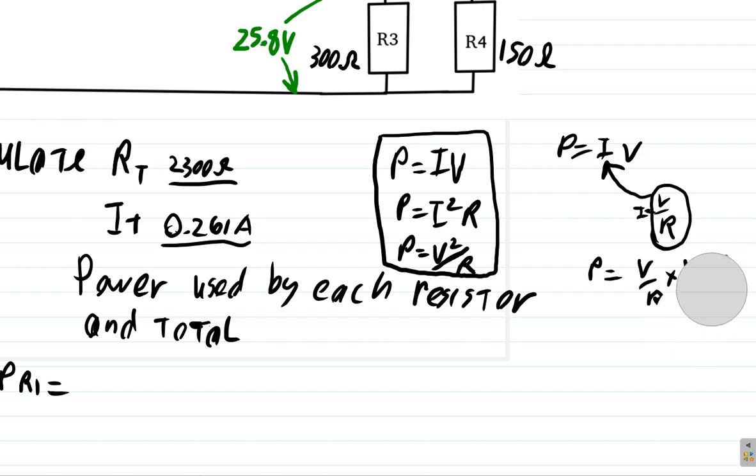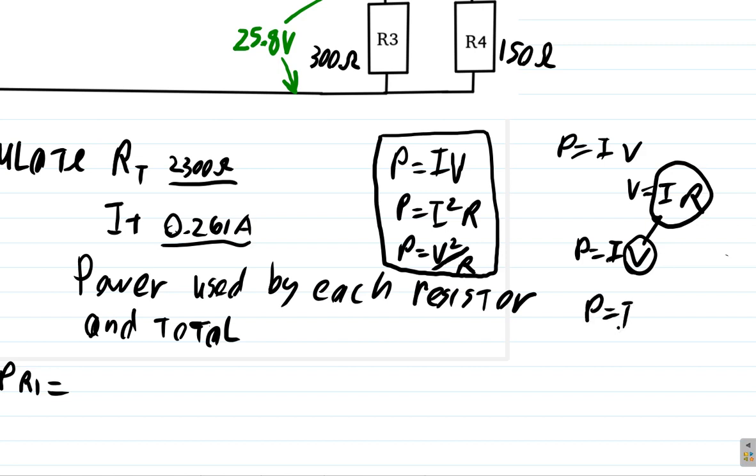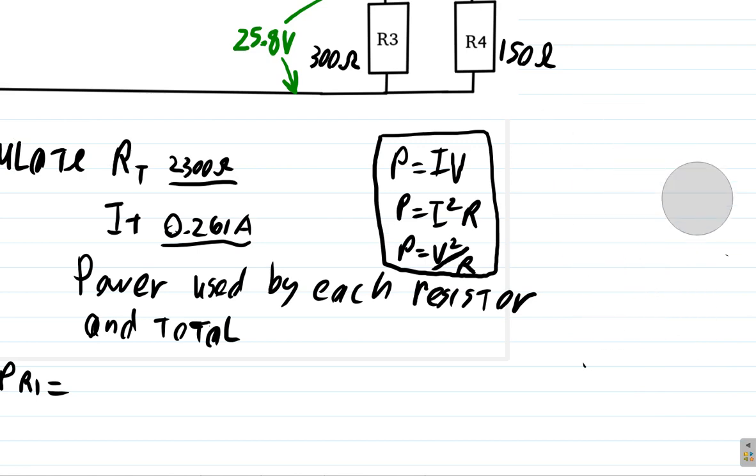And then if you consider that V equals IR, you could say P equals IV, but V equals IR. So remove the V and put IR there instead. So P equals I times IR. But I times I is I squared. So P equals I squared R. Alright? So those are the three basic formulas for power.